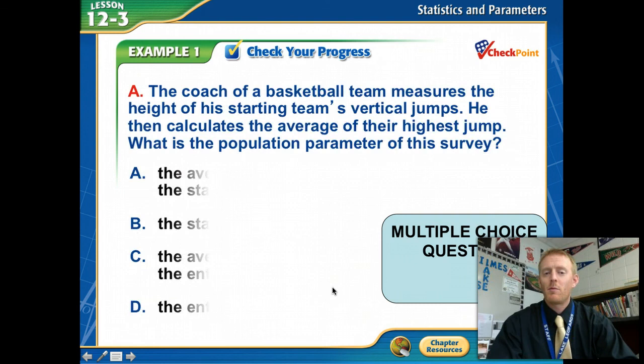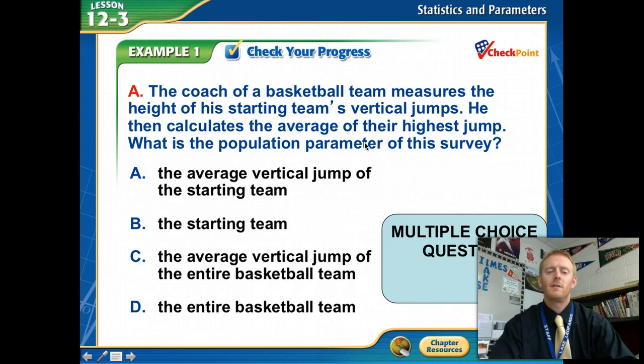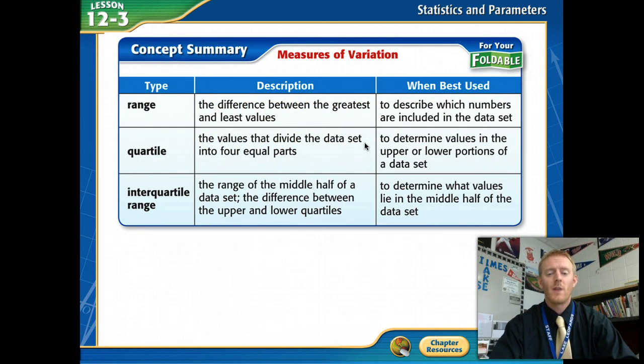All right, same kind of a process. Your job is to find the population parameter of this survey. This is your multiple choice question. Make sure that you understand those vocabulary words. You might need to use them and go back to what you wrote down from the beginning of this.